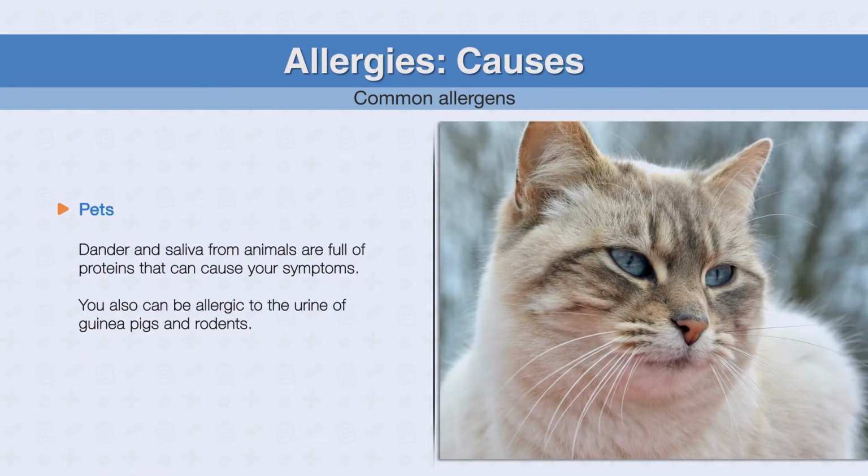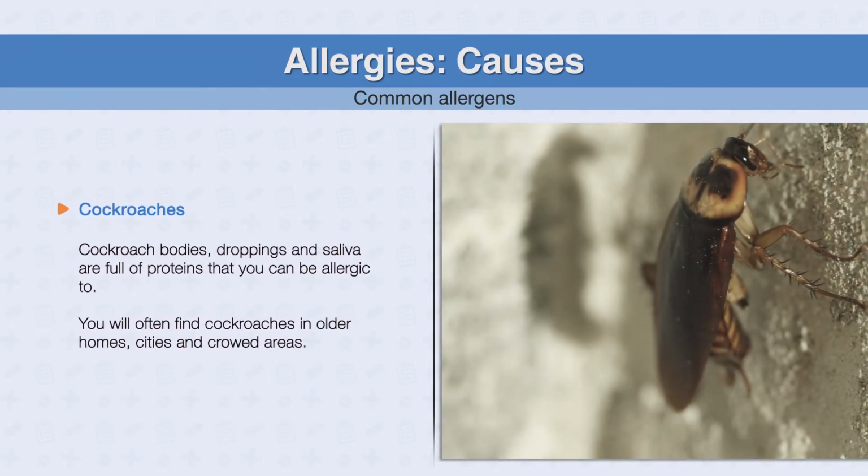Pets. Dander and saliva from animals are full of proteins that can cause your symptoms. You can also be allergic to the urine of guinea pigs and rodents. Cockroaches. Cockroach bodies, droppings, and saliva are full of proteins that you can be allergic to. You will often find cockroaches in older homes, cities, and crowded areas.